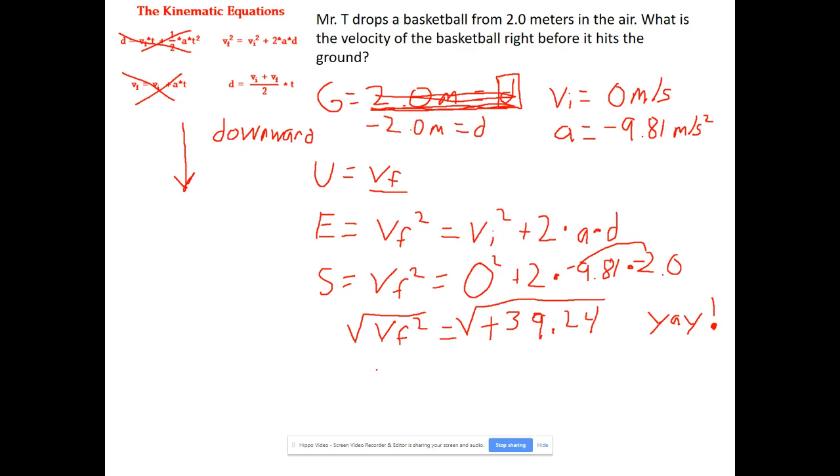Good. So then you can take the square root of that and you get final velocity is equal to 6.26418, etc. Round it for sig figs, 6.3 meters per second. So the velocity of the basketball right before it hits the ground is 6.3 meters per second.